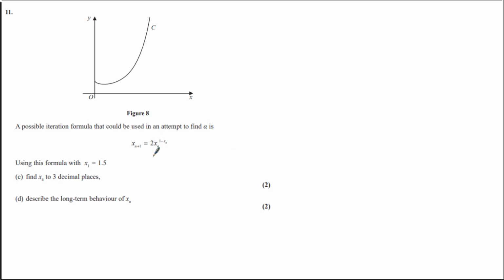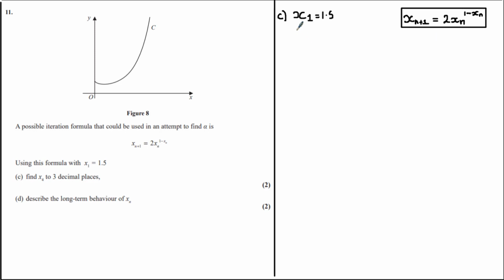So firstly, I'm just going to write this iterative formula here so it's nice and clear for us all to see. Now, starting with our first term of x sub 1 equal to 1.5, in order to get x sub 2, we need to sub the value of n equal to 1 into this formula, giving us 1 plus 1, which would give us x sub 2. So subbing x sub 1 into this formula, we get x sub 2 is equal to 2 multiplied by x sub 1, which is 1.5, raised to the power of 1 minus 1.5, which is x sub 1.